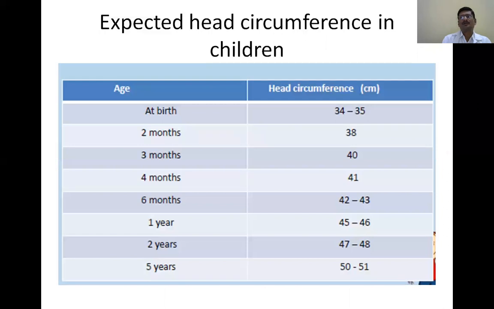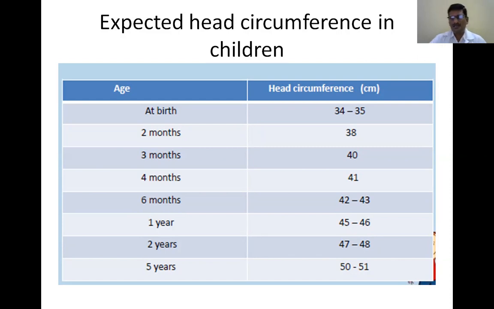At birth, it will be around 34 to 35 centimeters. In 2 months, it's about 38. In 3 months, about 40. At 4 months, about 41 centimeters. At 6 months, it will be around 43 centimeters. In 1 year, it will be 45 to 46 centimeters. In 2 years, it is about 47 to 48 centimeters. In 5 years, the head circumference is expected to be 50 to 51 centimeters.